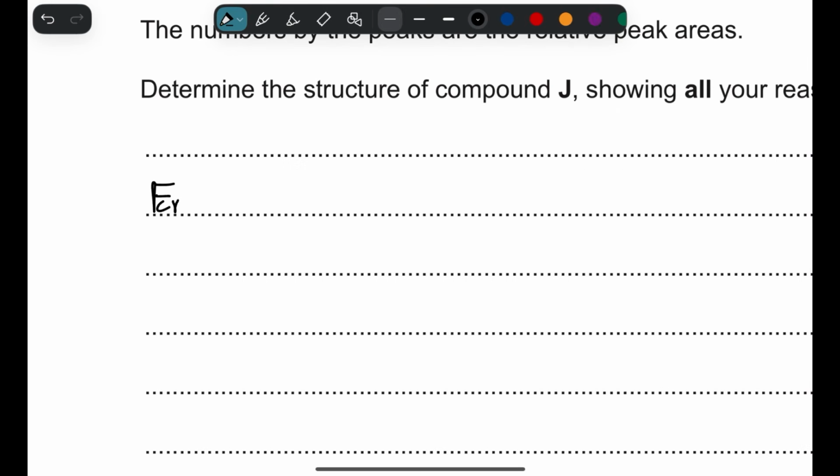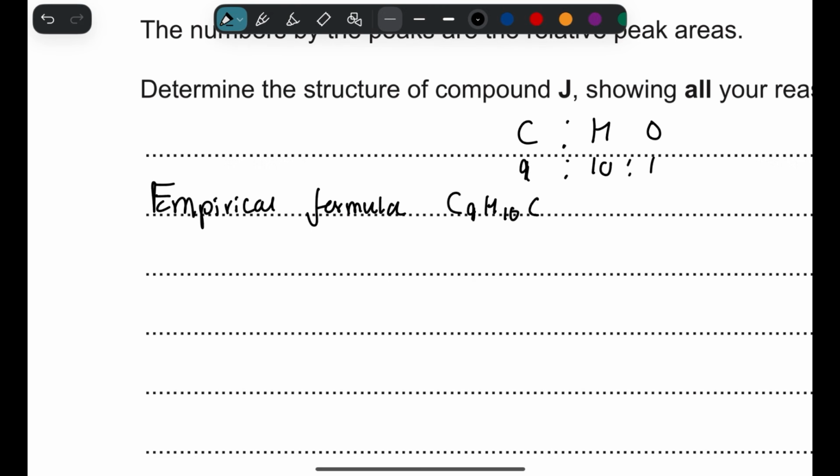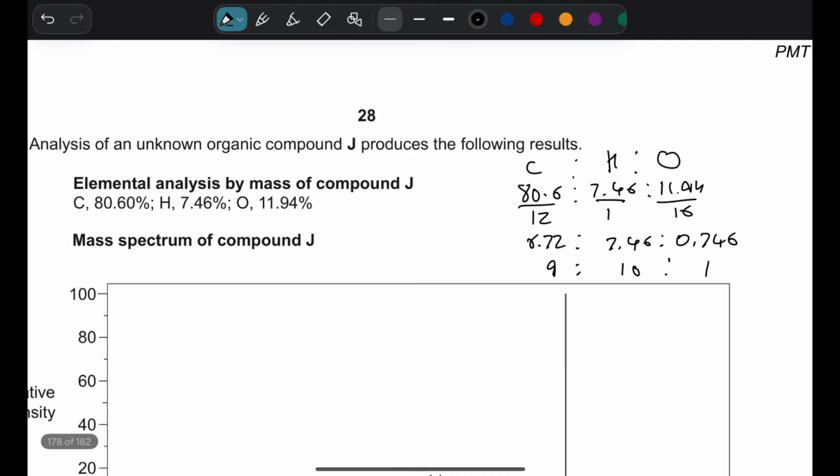So that's the first one we write. So empirical formula. We're going to use the ratio. So from C, H, and O, it was 9 is to 10 is to 1. So the empirical formula is C9H10O. Cool. Happy days. Now, let's look at our mass spec.